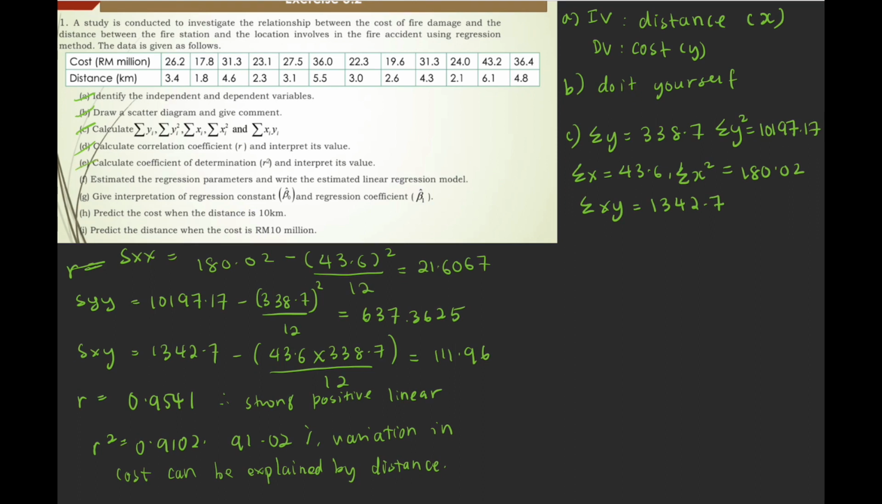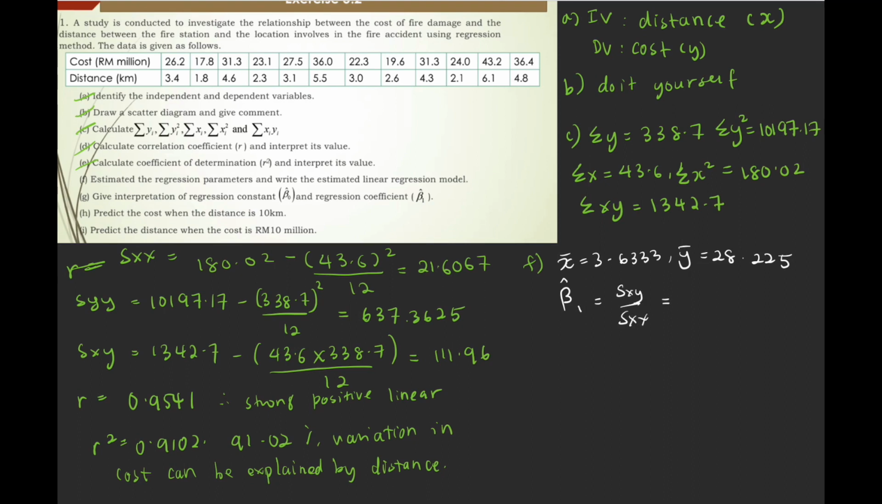Okay, D settle. E, estimate the regression parameters and write the estimated linear regression model. So that means here you have to find the beta naught and beta 1. So now find the x bar first. So x bar is equal to 3.6333 and y bar is equal to 28.225. So beta 1 is equal to Sxy divided by Sxx.